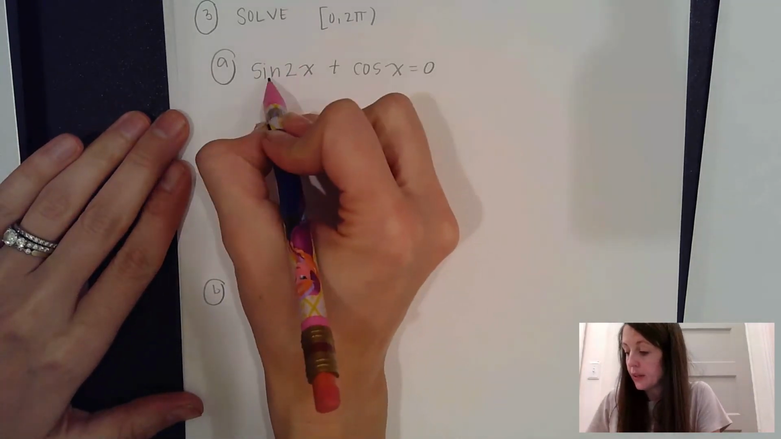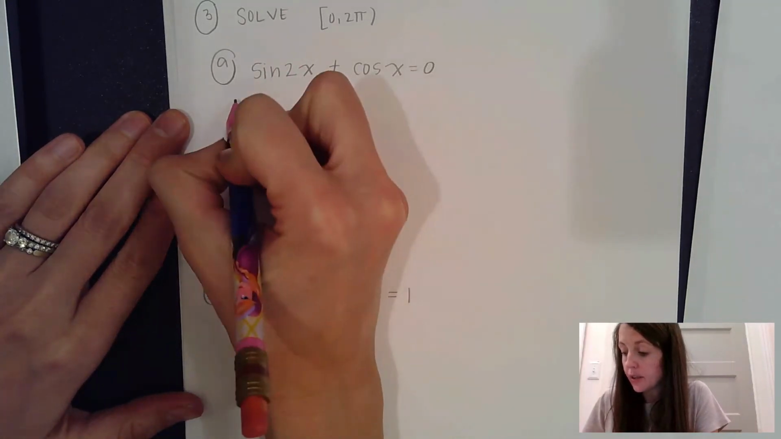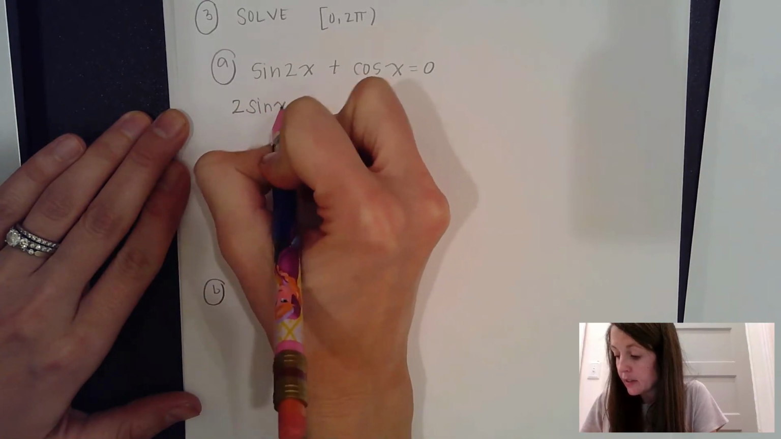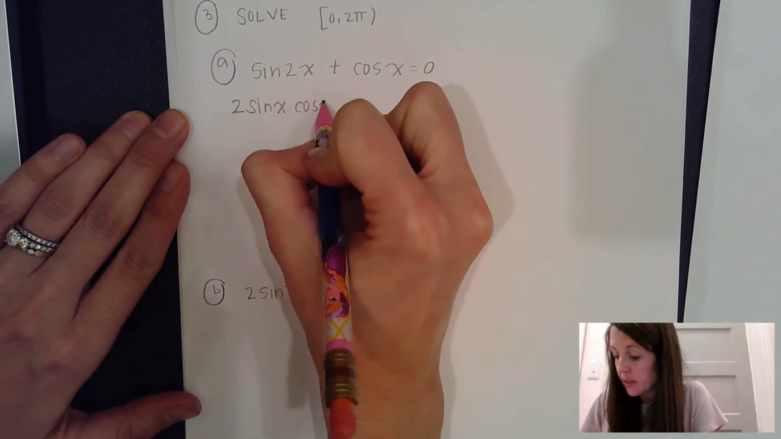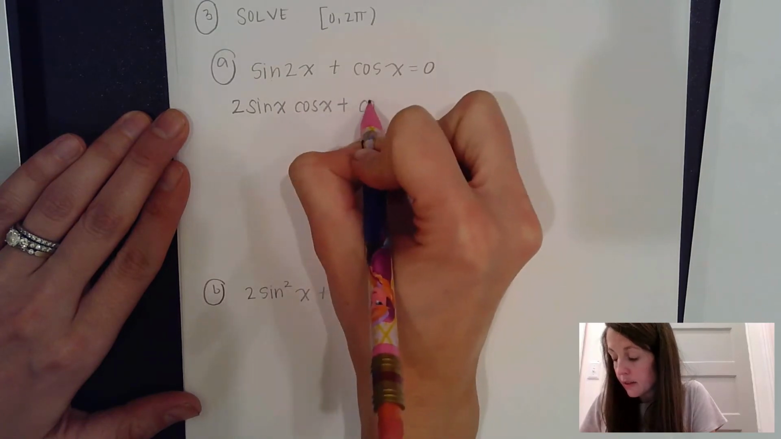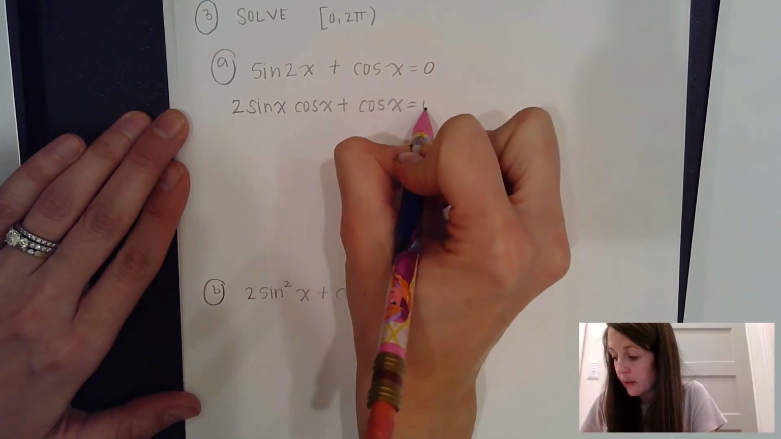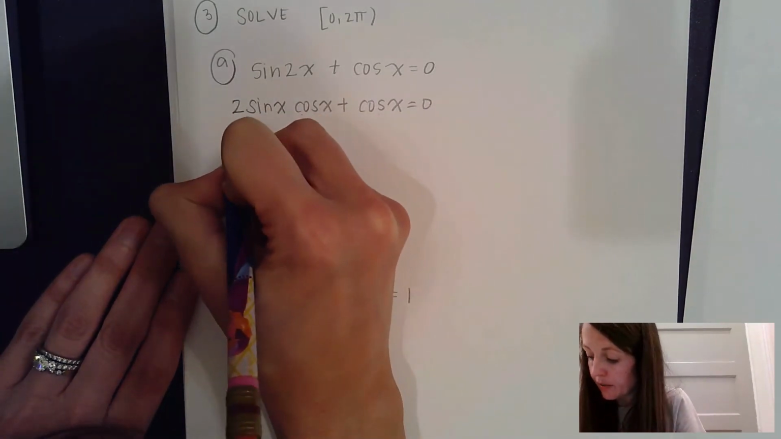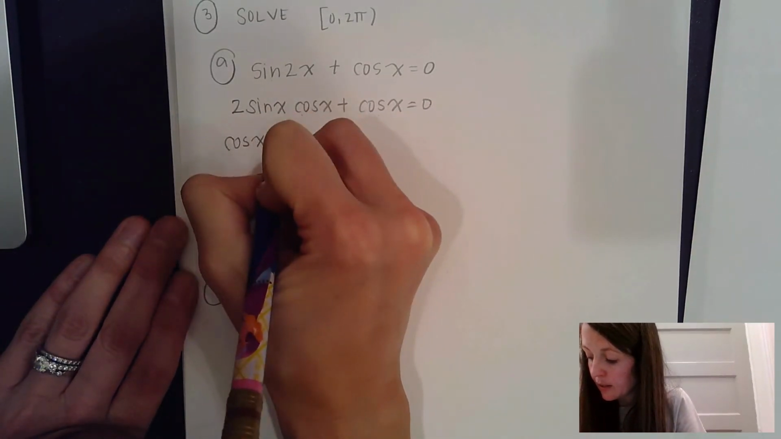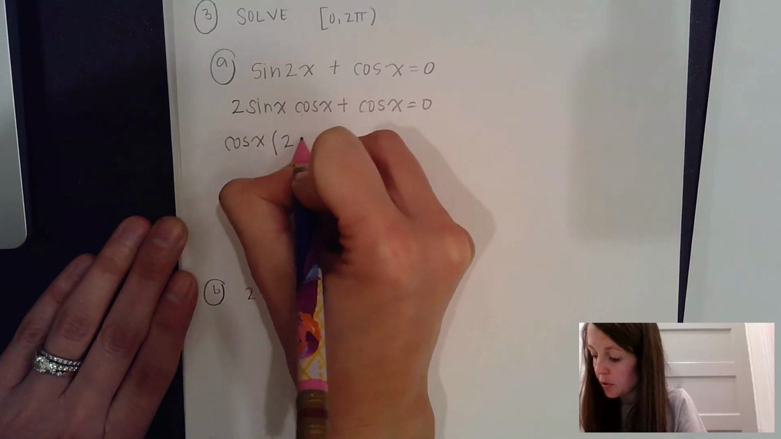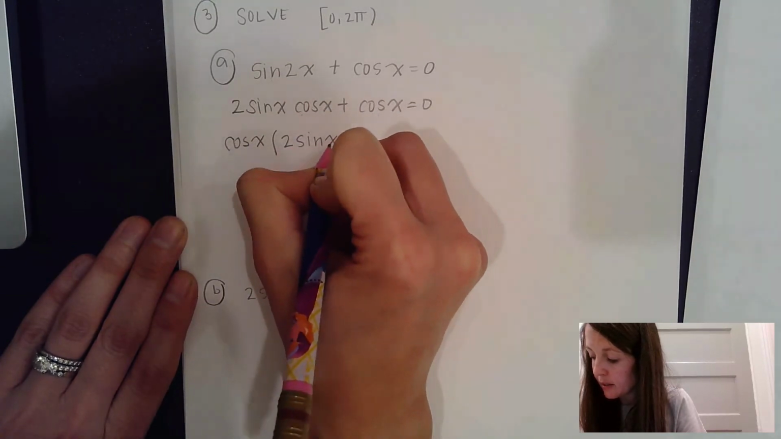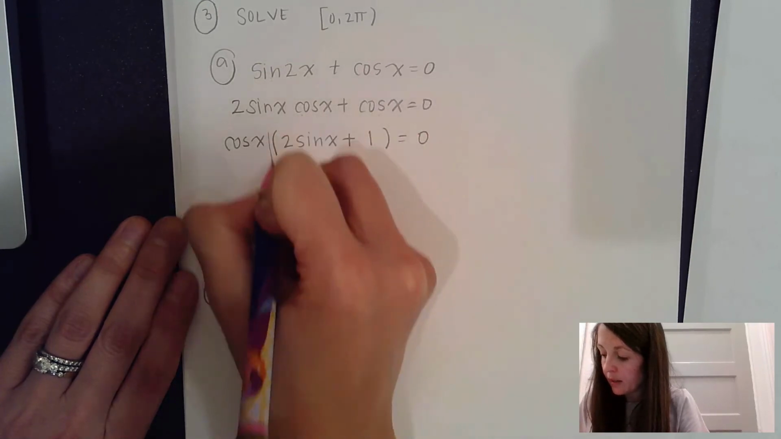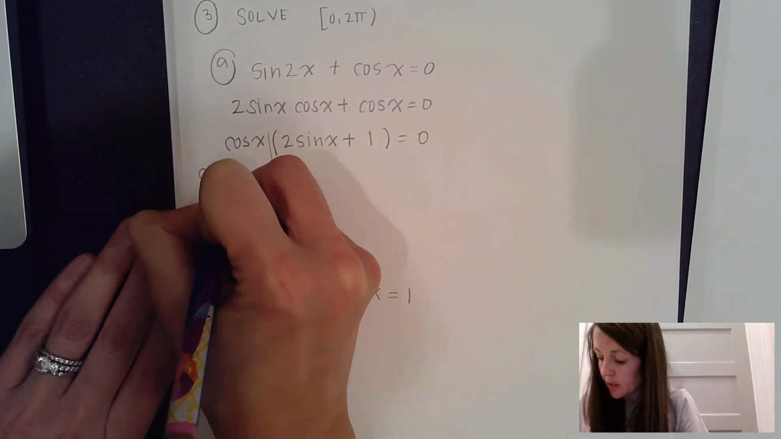Alright, so here, this is the double angle identity. So if I expanded this, it'd be 2 sine of x times cosine of x. When I get that, then I have a cosine of x that I can factor out. So if I factor out that cosine of x, I will be left with 2 sine of x plus 1 there. And then I'll be able to set both of those equal to 0.